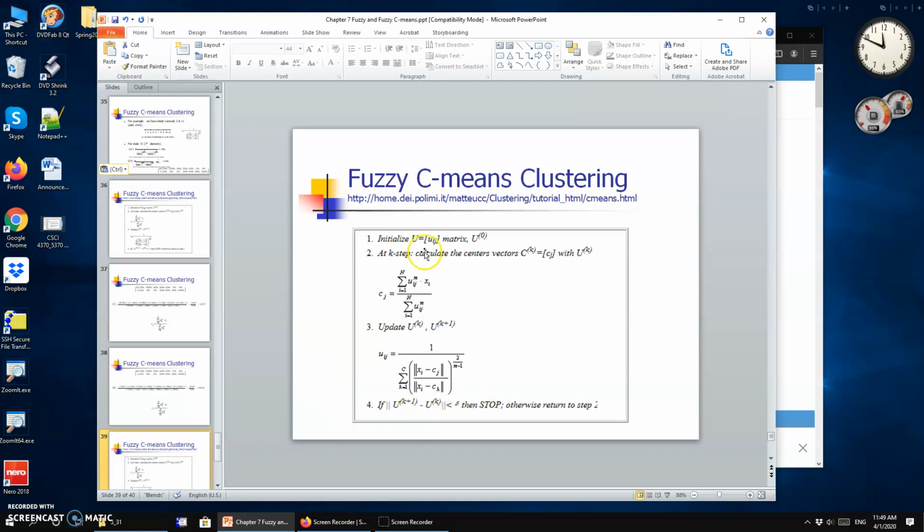Otherwise, we go back to step number 2, use the new center, calculate the membership function, and then look for the new locations. And that is how we will be able to do the Fuzzy C-Means clustering.